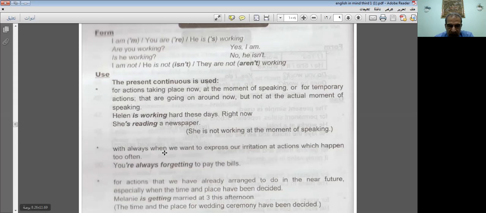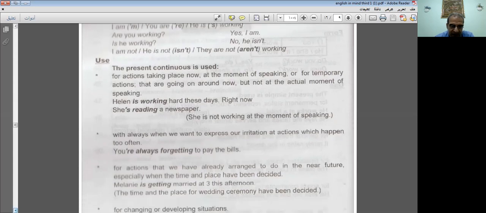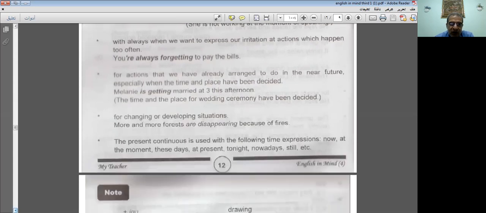With always, when we want to express our irritation at an action which happens too often: you are always forgetting to pay the bills. Here is irritation, or to be angry, okay? Not satisfied.